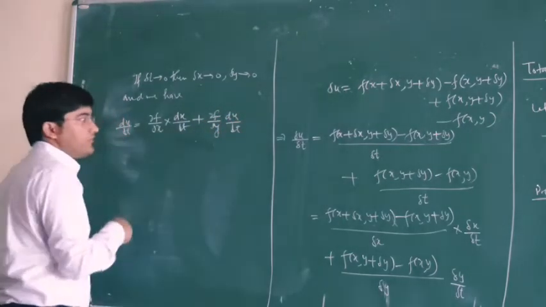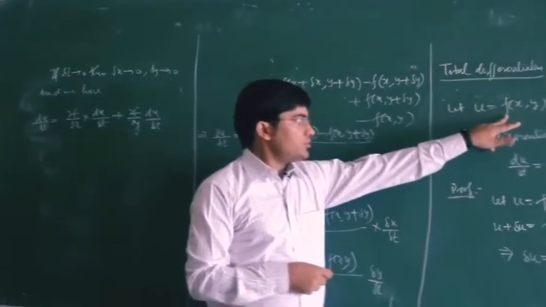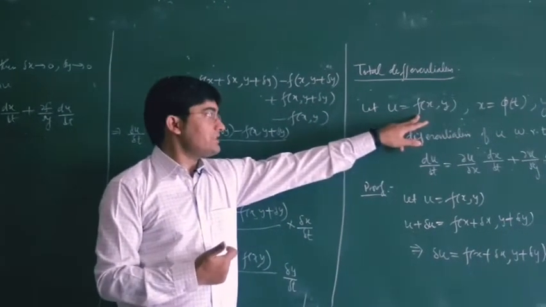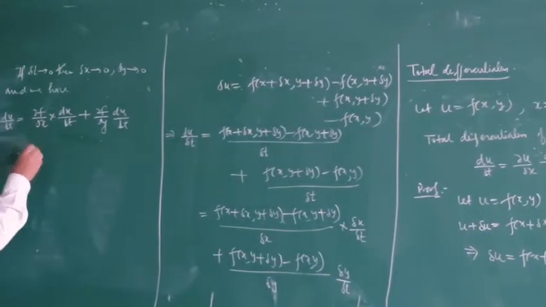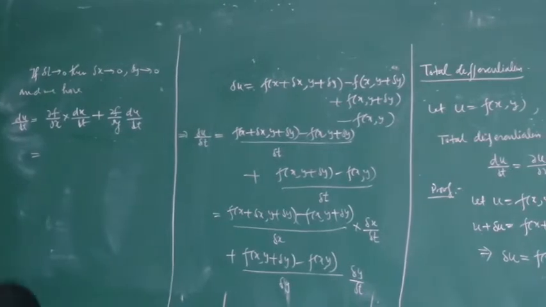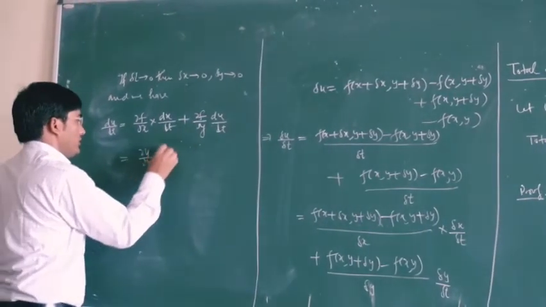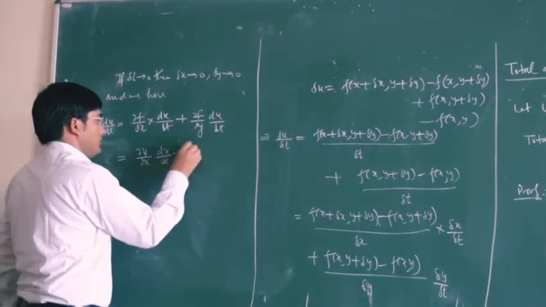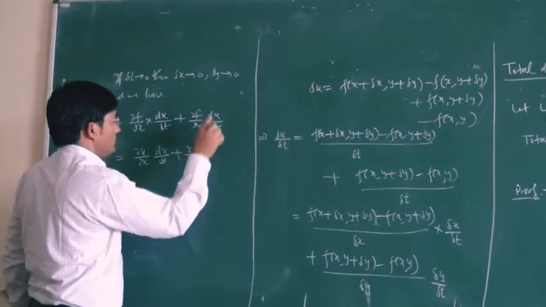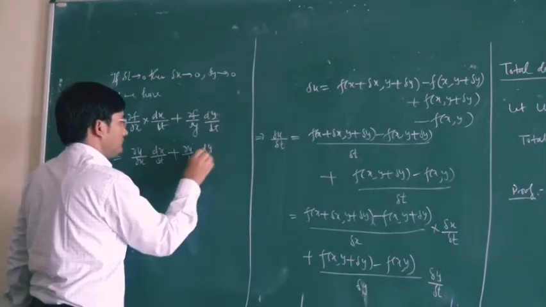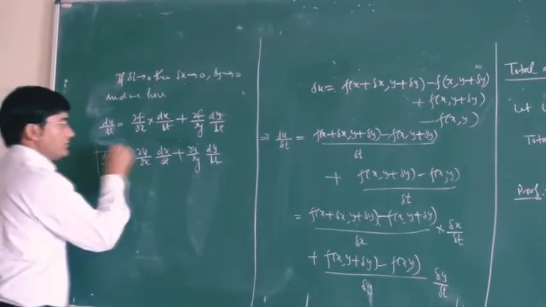Now because our f is a function of x y, our u is a function of x y, so del f upon del x is the same as del u upon del x. So we can write del u upon del x in place of del f upon del x. So this is your del u upon del x into dx upon dt plus del u upon del y into dy upon dt. So this is your total differentiation of a function u with respect to t.